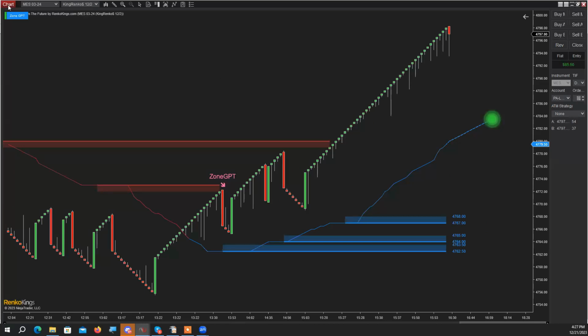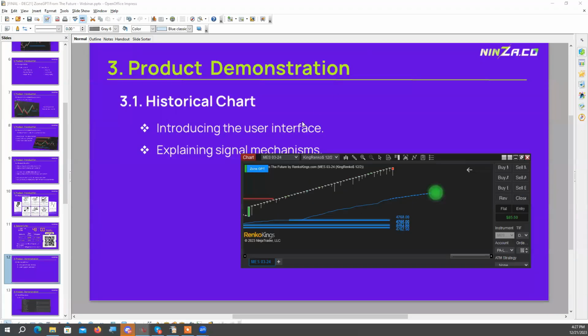Okay, so that's the MES, the micro. By the way, in case there are some new traders here, micro just means it is 1/10 of the size of the E-mini. So in the S&P, every point is $50. In a micro, every point is $5. Just to make it clear, I can't assume that everyone knows.